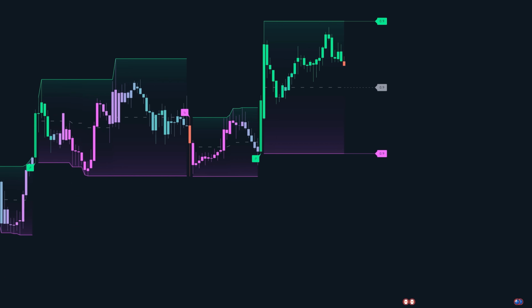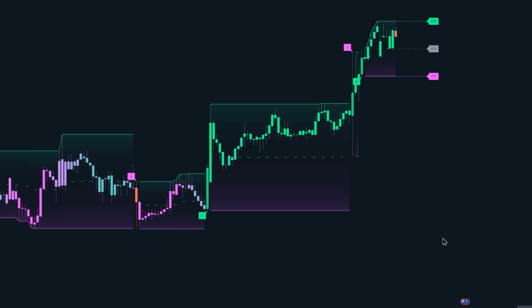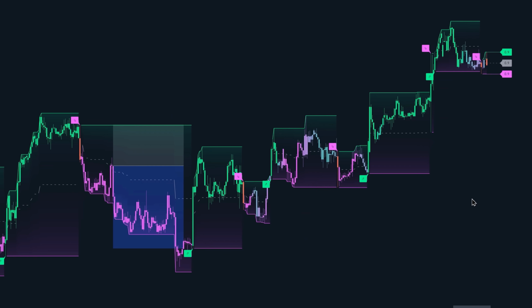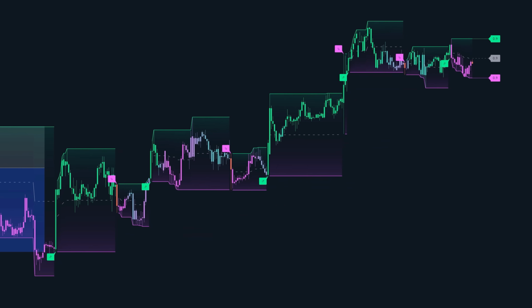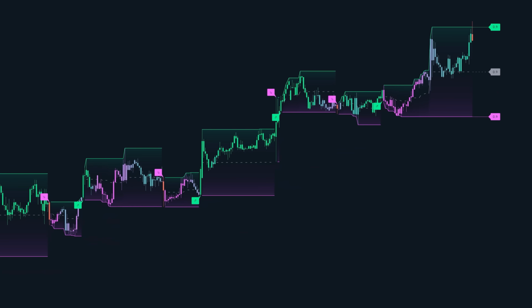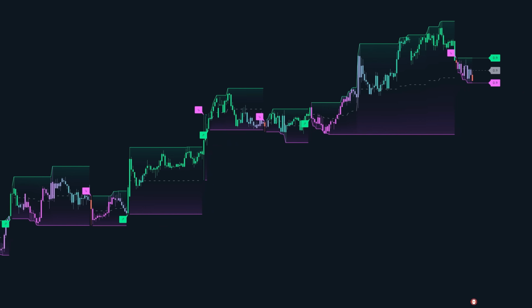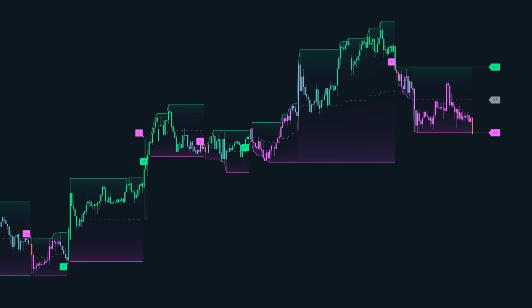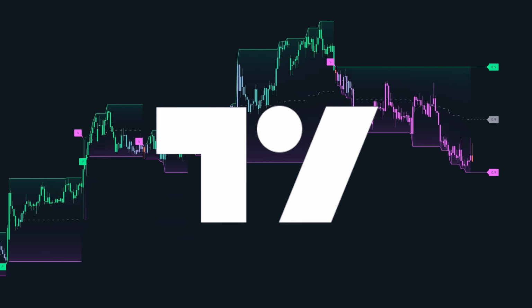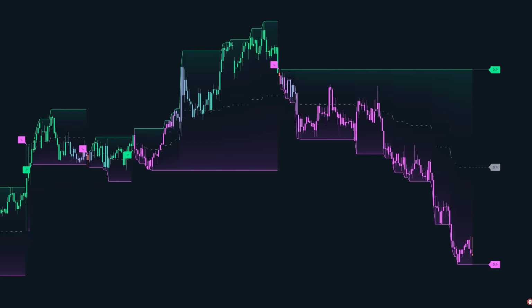Ladies and gentlemen, this is the Trend Levels Indicator by ChartPrime, a comprehensive tool for visualizing key trend levels, assessing the strength of the trend, and identifying ranging or consolidating markets. If you want to check it out, you can find it on TradingView. And remember, this video is not financial advice.